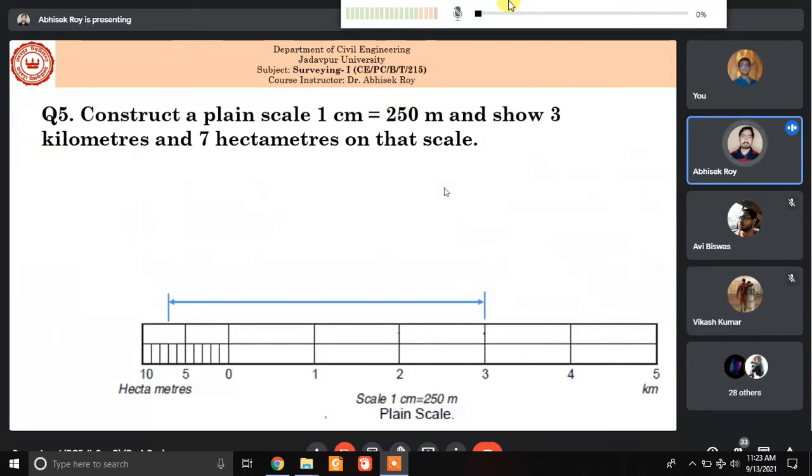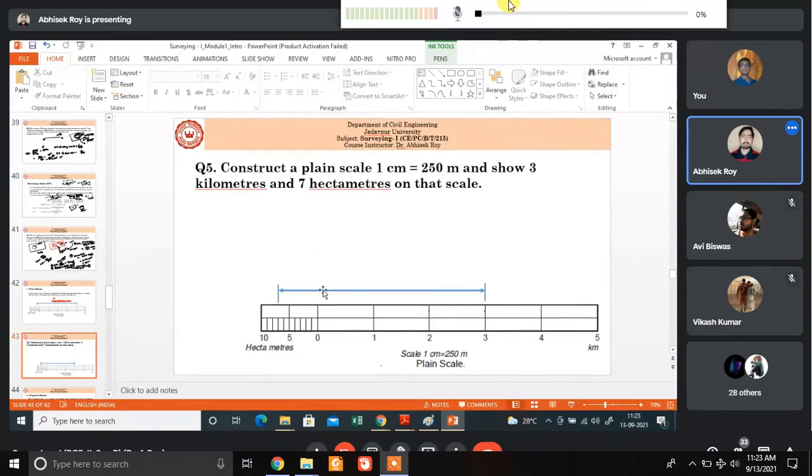Now, how is this sort of plane scale drawn in your drawing? So suppose one example is given. Construct a plane scale of 1 centimeter equals 250 meter, and show 3 kilometer 7 hectometer on that scale.